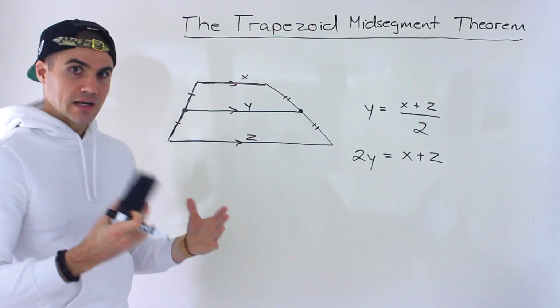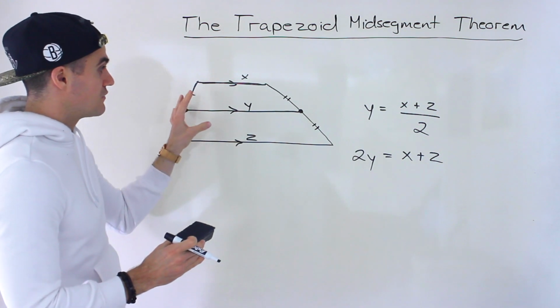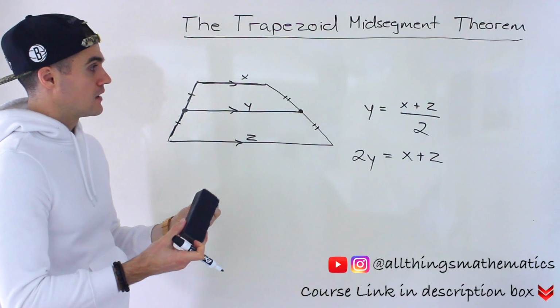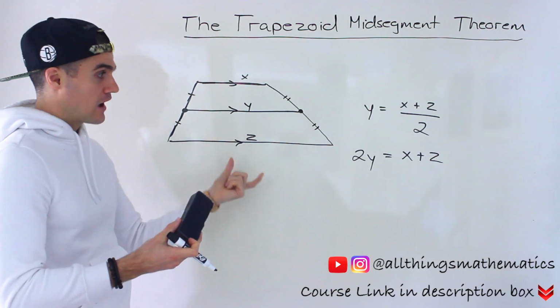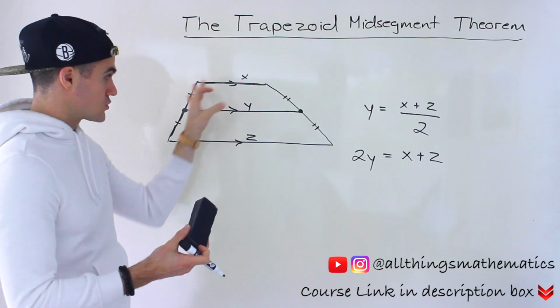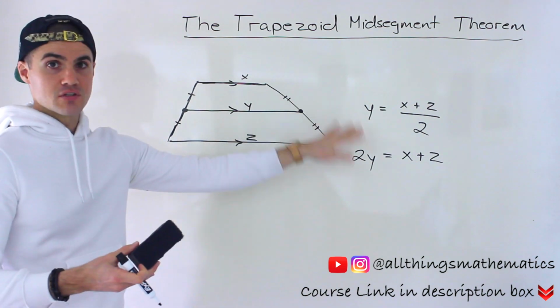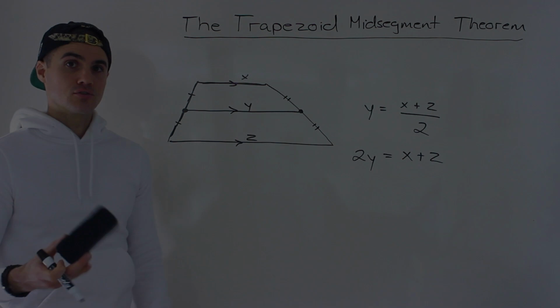And so what we're going to do in the next couple of videos is we're going to be given actual numbers to work with in a trapezoid, and we're going to be asked to find certain variables or parameters within these trapezoids, and we're going to have to use this theorem to solve.